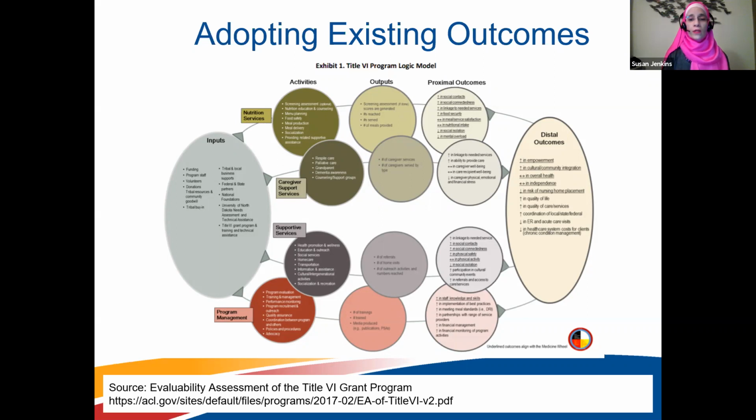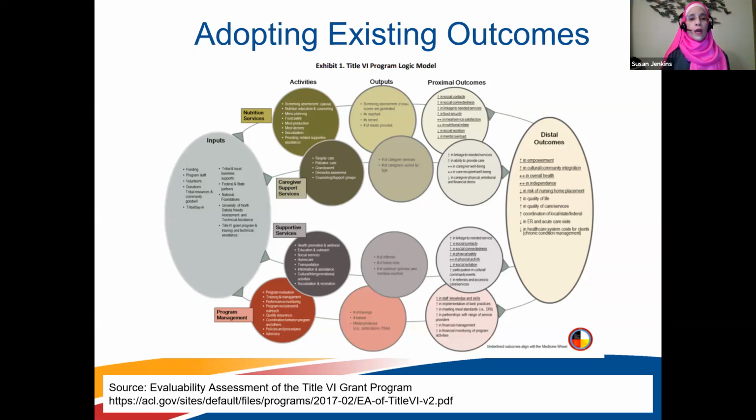And similarly, it has a number of outcomes that you may want to consider measuring that tie back both to the topic areas in the state plan guidance, but also are relevant to the Title VI program itself specifically. And so you see a range of different outcomes related to the different service types. There's nutrition services, caregiver services, and other types of services in the rows that go across.